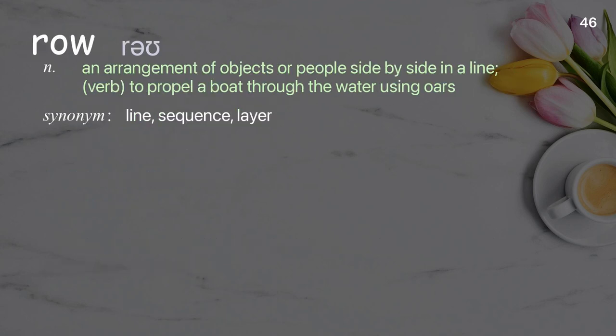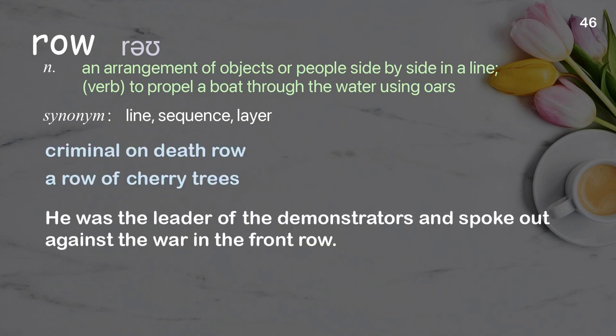Row. An arrangement of objects or people side by side in a line; verb, to propel a boat through the water using oars. Examples. Criminal on death row. A row of cherry trees. He was the leader of the demonstrators and spoke out against the war in the front row.